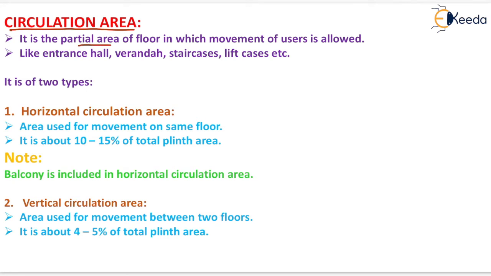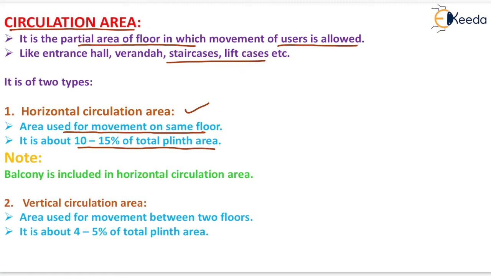The next one is circulation area. It is the partial area of floor in which movement of users is allowed, that is the veranda, staircases, lift cases, etc. Now it is of two types. The first one is horizontal circulation area, which is used for movement on same floor, and it is about 10 to 15% of the total plinth area. Now one note is written here, that is balcony is included in horizontal circulation area.